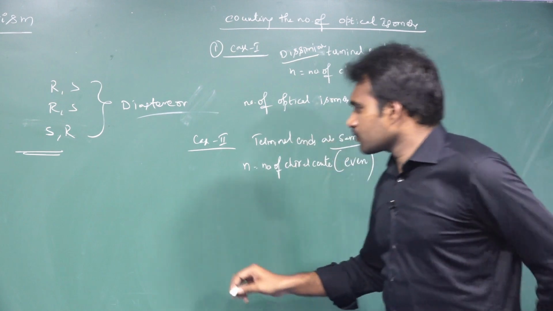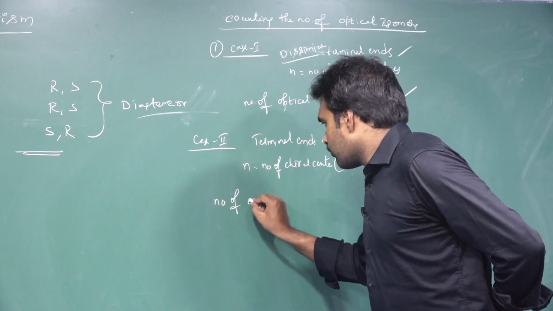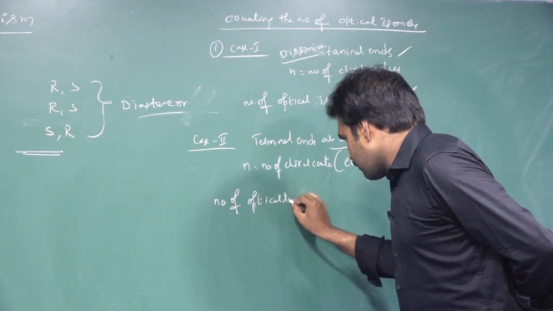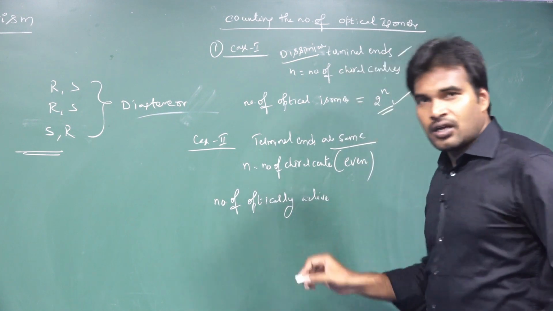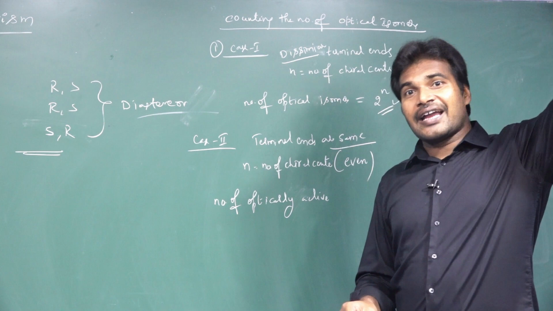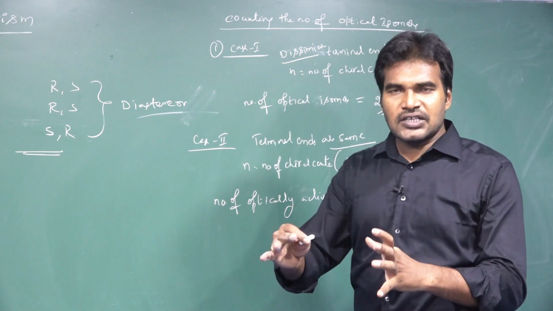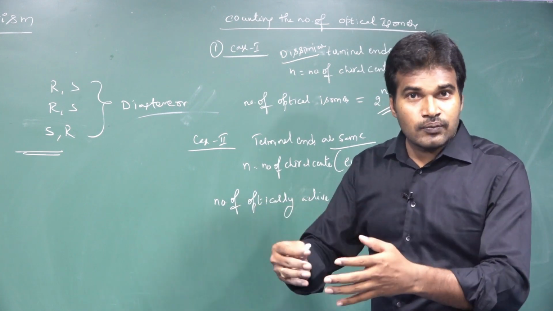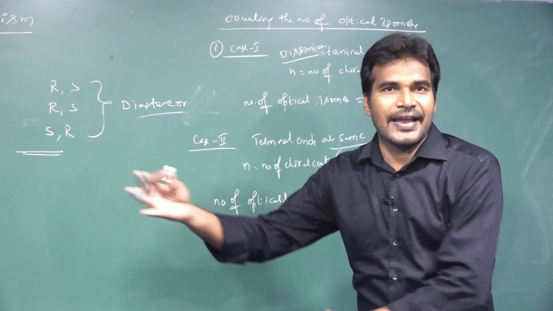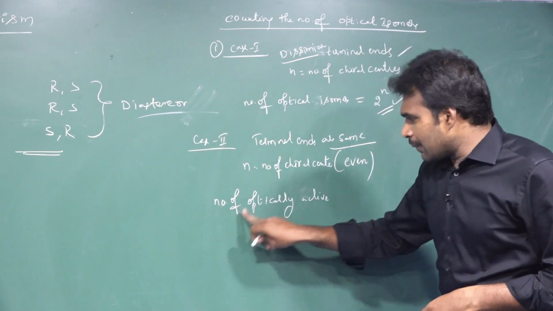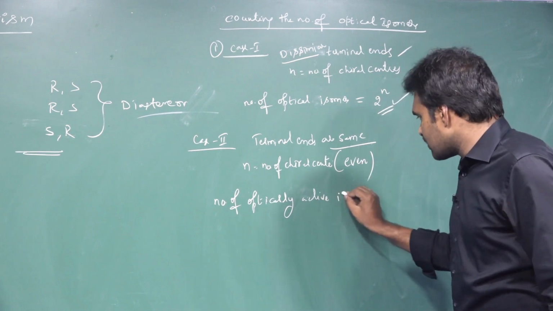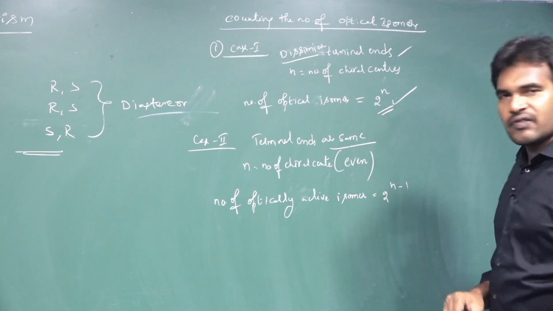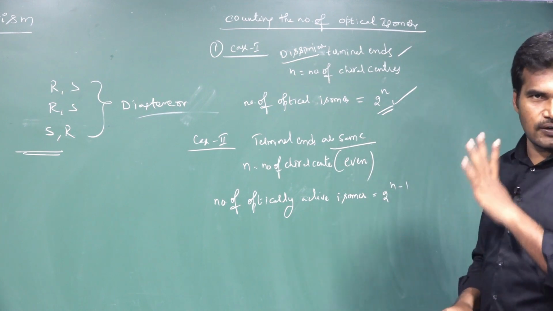So in that case, number of optical isomers, optically active isomers. See, optical isomers are different, optically active isomers are present, different. Optical isomers means total number of isomers, we call it as optical isomers. In that isomers, a few are optically active, few are optically inactive. So, the total number of optically active isomers is equal to 2 power n minus 1.